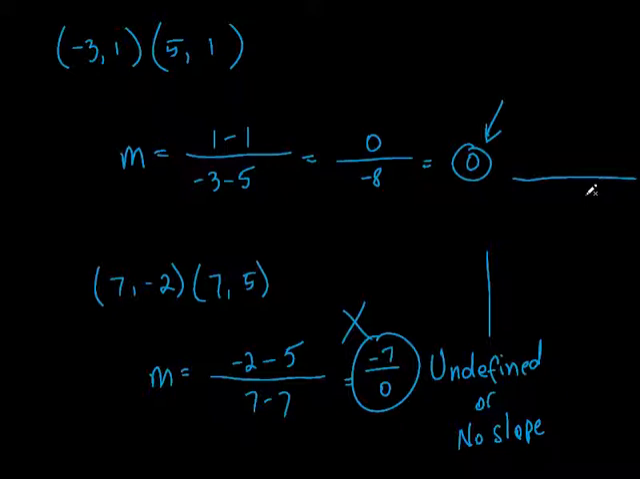Caitlin? Doesn't matter as long as you do the x's in the same order. Doesn't make any difference. Okay, so you could have gone 5 minus -2, which would give you +7, but it would still go 7 minus 7 is 0. All right, so it doesn't matter if you go the first one minus the second one or the second one minus the first one, as long as you do the x's in the same order. Okay? All right with that?